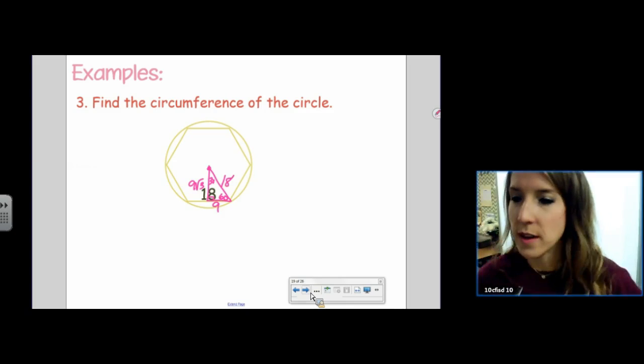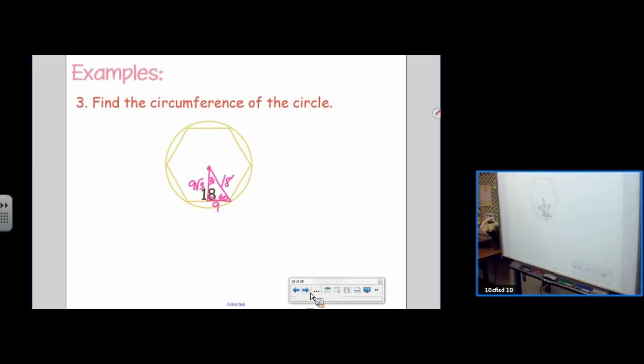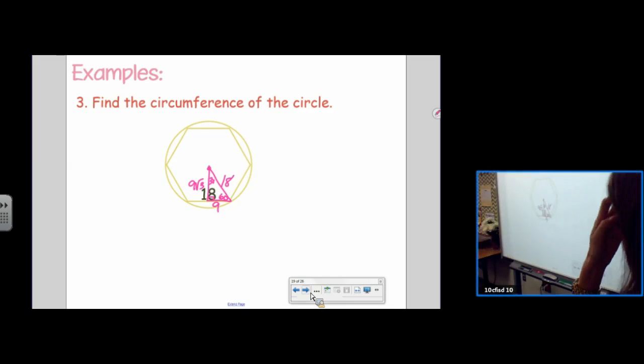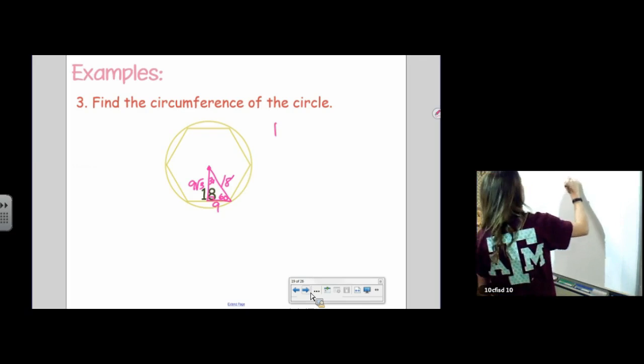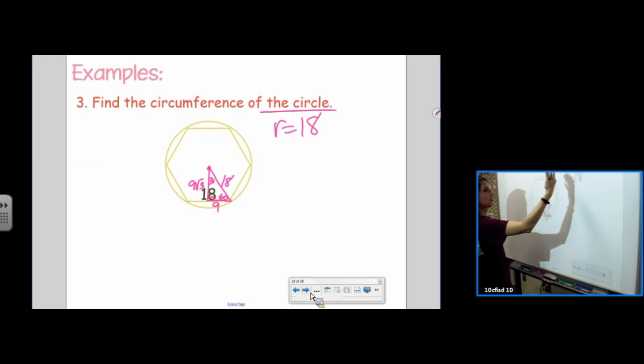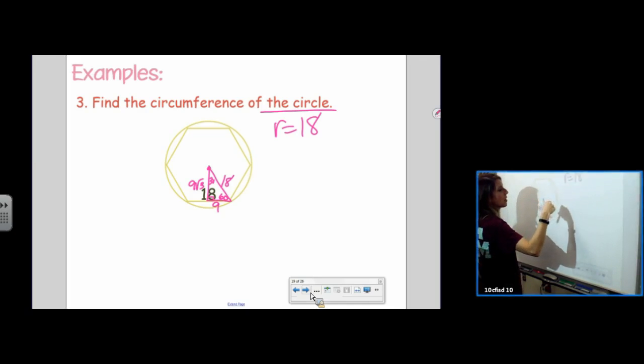Right? Which one of those is helpful to us? Good. 18 is the only number we care about. 18 is the radius of the circle. We need to find the circumference of the circle, so we double 18.